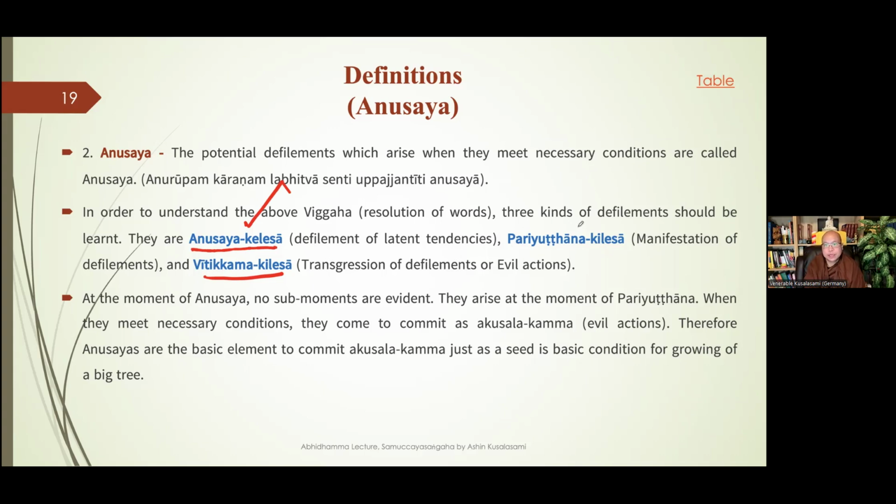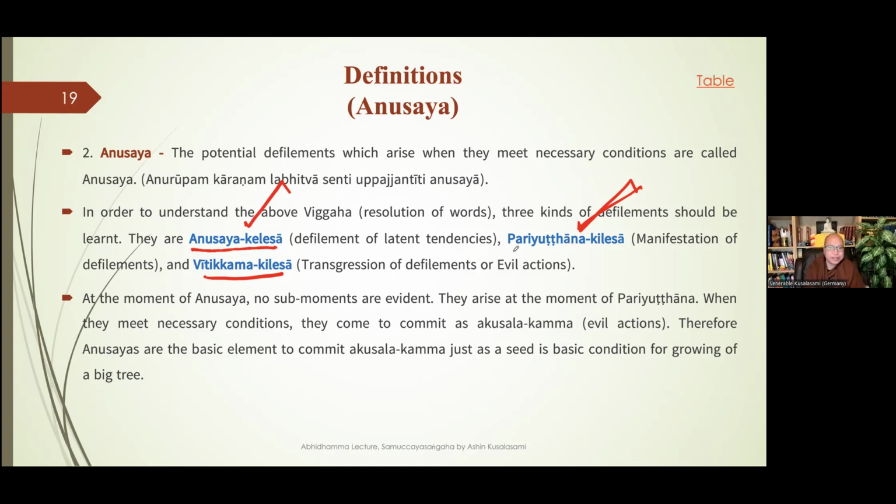Pariyutthana kilesa, for example, you can imagine like this. You are looking at the flowers, and you attach to the flowers. The reason behind what we can see is the lobha. Greed exists as a latent tendency. So that's why you attach to the flower. But at the stage of the pariyutthana kilesa, you are thinking about how can I get the flowers. You are thinking about it too much, to get the flowers. That stage is the pariyutthana kilesa.